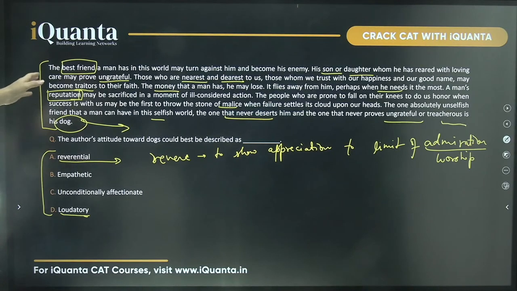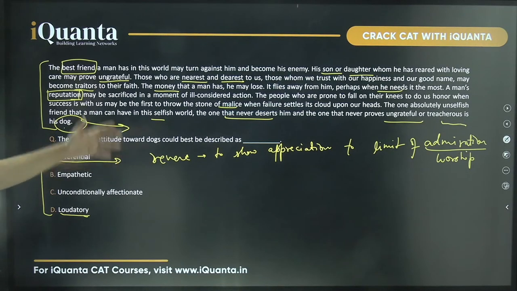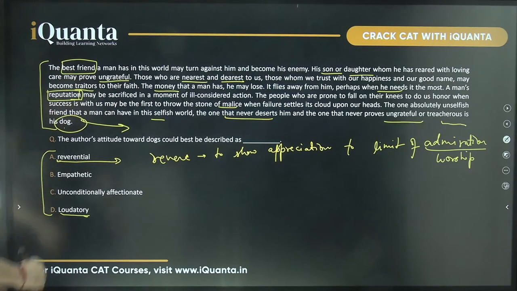But here you see what is happening. You have to leave everyone aside. Every kind of relationship has been compared with the dog. This is like crossing the boundary of a relation. So you have crossed the normal boundaries of a relation, and that's why it has become reverential. You revere the dogs. Are you being empathetic?